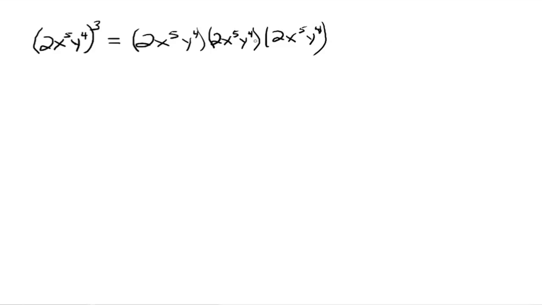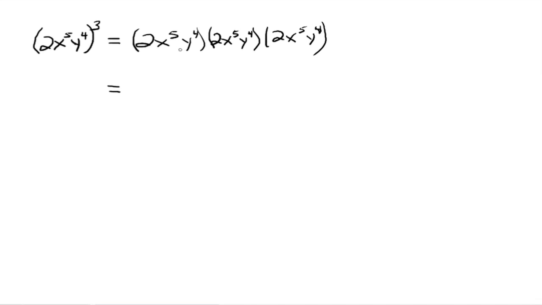As we know from before, we could rewrite this as 2x to the 5th y to the 4th times 2x to the 5th y to the 4th times 2x to the 5th y to the 4th. All right, we've got 3 of them multiplied together. Well, then what does that give us?